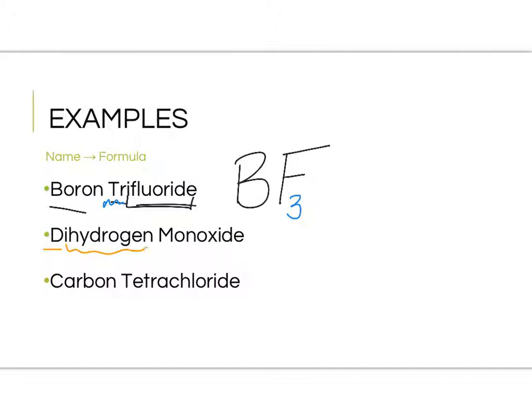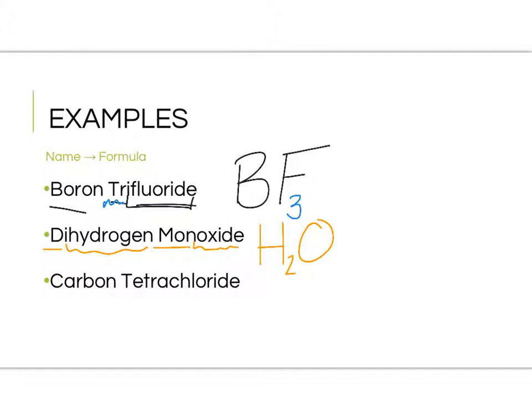The next one here, dihydrogen monoxide. Okay, so our first element is hydrogen. The prefix in front of it is di. Di, according to our prefix table before, means 2. Second element is oxide or oxygen, and mono means 1. So H2O. So next time you go to a restaurant, if you want to order some water, order some dihydrogen monoxide. That's technically the proper chemical name for water.